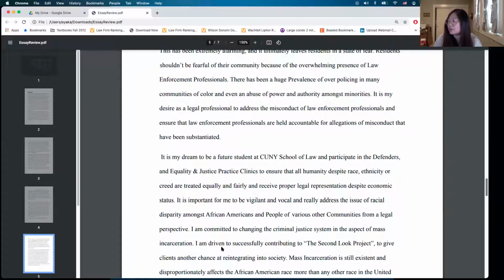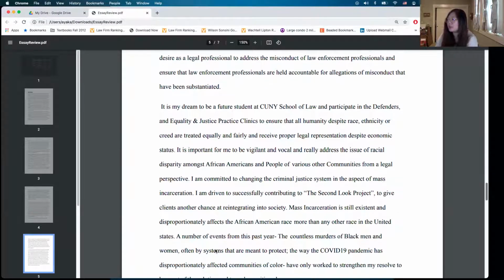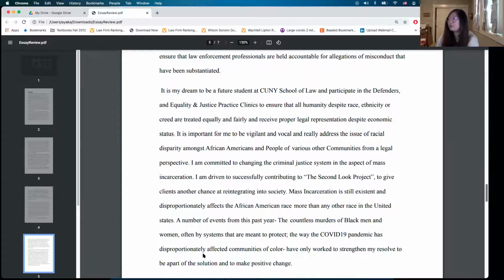It is my dream to be a future student at CUNY School of Law and participate in the Defenders and Equality and Justice Practice clinics to ensure that all humanity, despite race, ethnicity, or creed, are treated equally and fairly and receive proper legal representation despite economic status. It is important for me to be vigilant and vocal and really address the issues of racial disparity amongst African American and people of various other communities from a legal perspective. I'm committed to changing the criminal justice system in the aspect of mass incarceration. I am driven to successfully contribute to the Second Look project to give clients another chance to reintegrate into society.